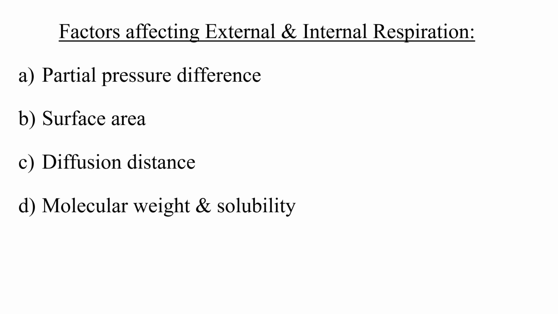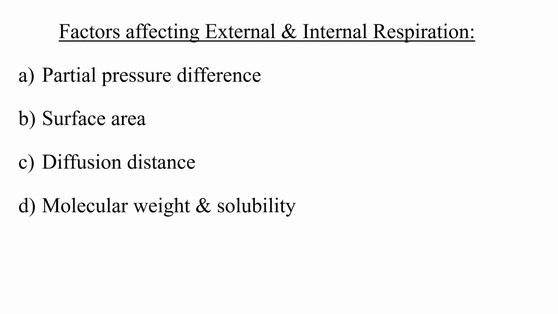The fourth factor is the molecular weight and solubility of the gases. Oxygen has a lower molecular weight than carbon dioxide, so it diffuses 1.2 times faster through the respiratory membrane. But the solubility of carbon dioxide in the fluid of the respiratory membrane is around 24 times greater than that of oxygen. So the net outward carbon dioxide diffusion occurs 20 times more rapidly than the net inward oxygen diffusion.